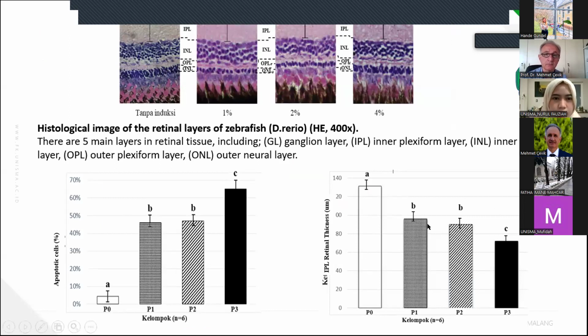And then this is a picture of the histological retinal layers of zebrafish. We can see there are 5 main layers in retinal tissue, including the ganglion layer, inner plexiform layer, inner nuclear layer, outer plexiform layer, and outer nuclear layer. In the bottom left is the histogram of apoptotic cells, which shows that sucrose induction causes an increase in the number of apoptotic ganglion cells compared to the normal. Normal is P0. And then on the right is the histogram of IPL retinal thickness, which shows that sucrose induction causes a decrease in retinal thickness compared to the normal group.